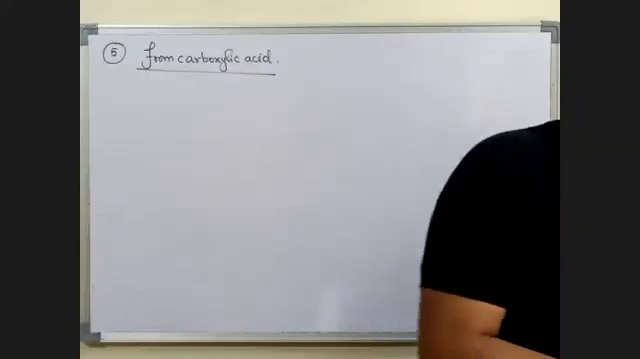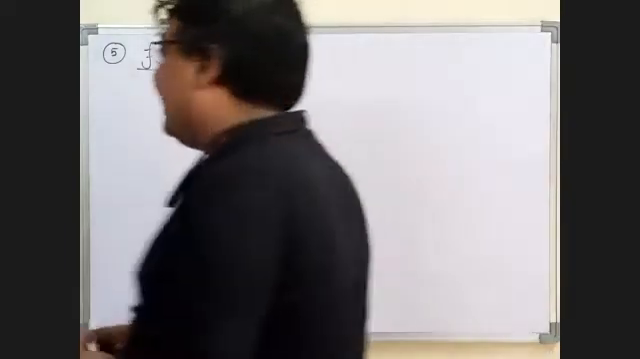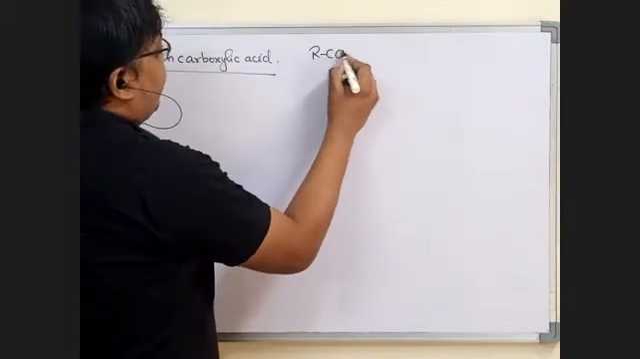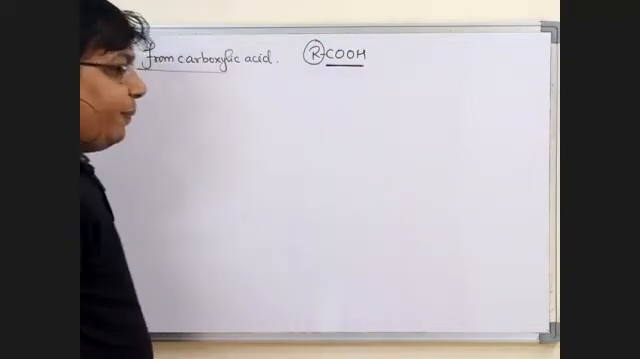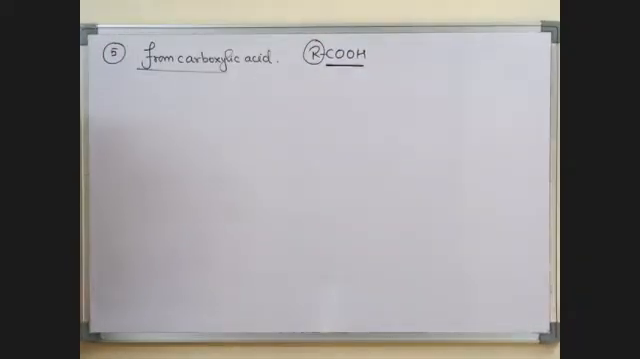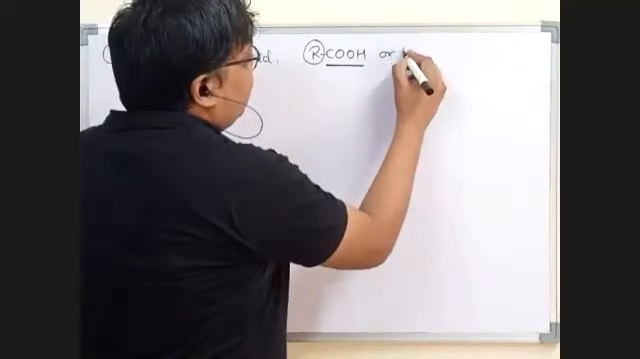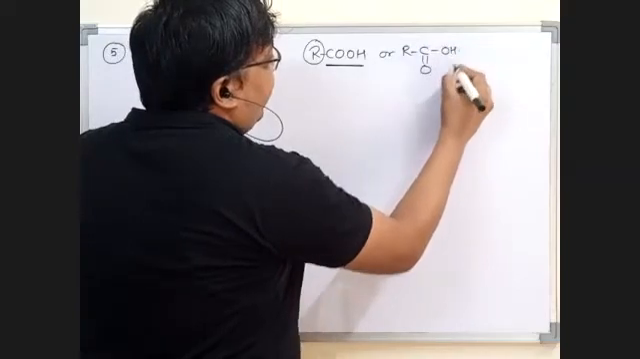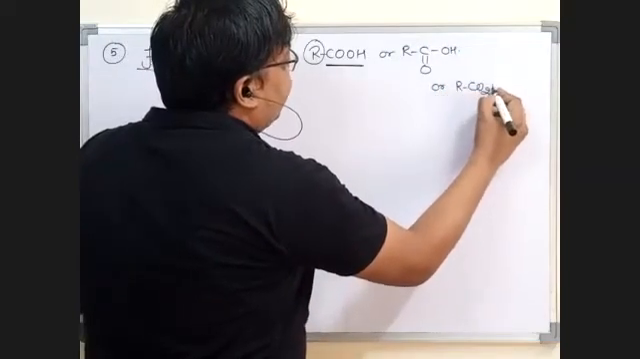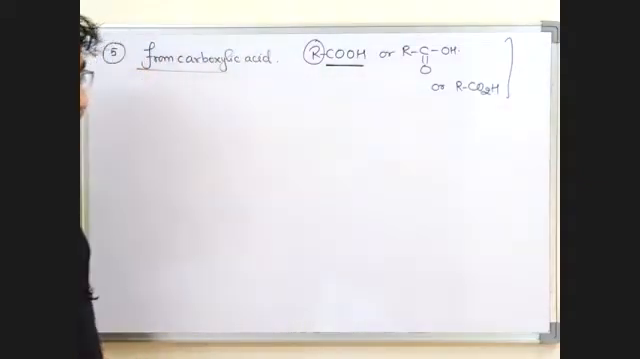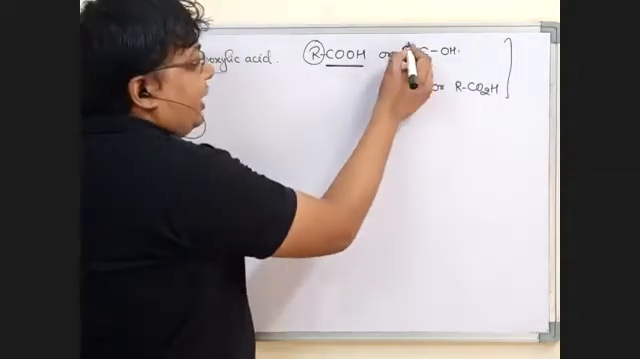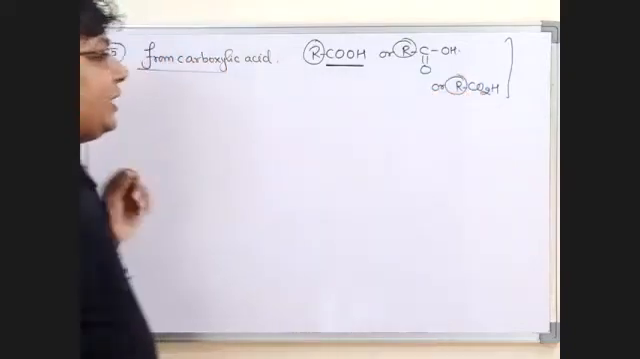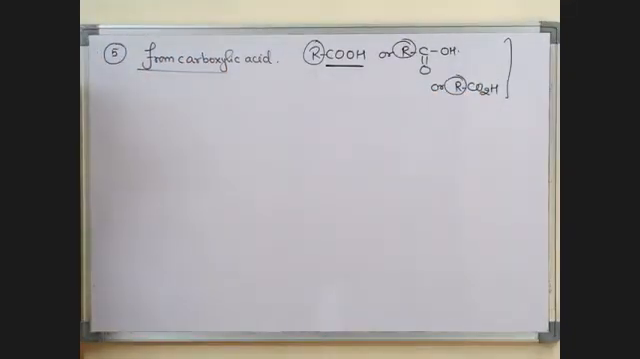Students, we know that the formula of carboxylic acid is RCOOH. Any alkyl group attached with a COOH group is known as a carboxylic acid. We can write this structure as R-C double bond O-OH, or as RCO2H. So the carboxylic acid functional group is COOH. In this carboxylic acid, any alkyl group is attached to the COOH functional group. In this reaction, we can form alkane from this carboxylic acid.